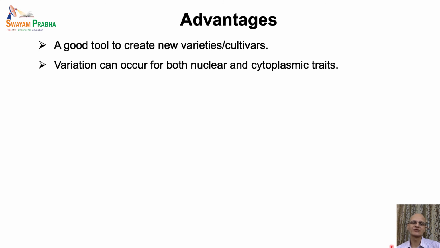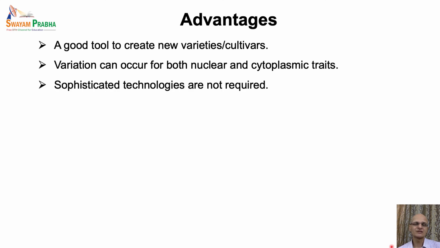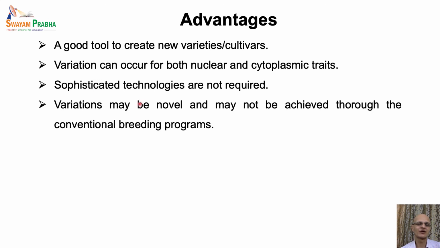Variation can be introduced both at the nuclear DNA level or in the cytoplasmic genomes, that is mitochondrial or the plastid genome. So it means that the variation can be generated in the cytoplasmic traits as well as the nuclear encoded traits. These procedures are easy to perform and they do not require sophisticated technologies or equipment to set up these facilities. Just the in vitro regeneration facility is required.